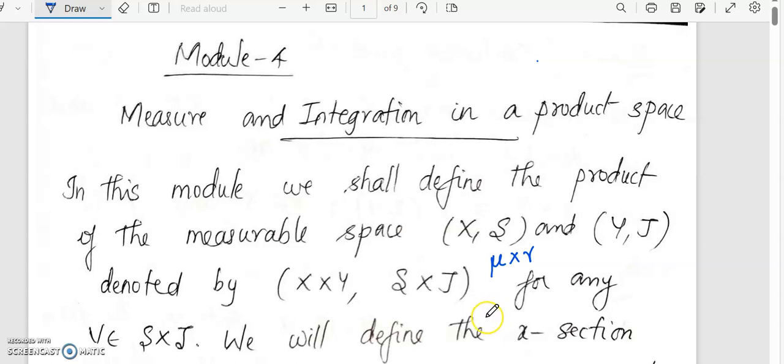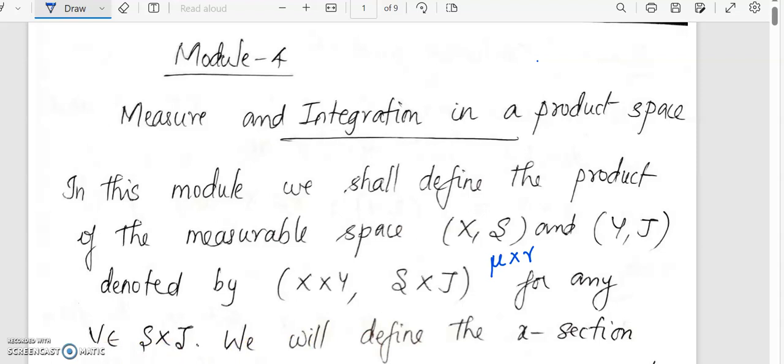we'll define what is called a measurable function. If you have a function of two variables x and y, when is it measurable? And then we'll define the double integration. Similar to what we set up initially for integration, we'll look now at what all we require in the product space to bring in the notion of double integral. That will be what we'll be doing in the fourth module.